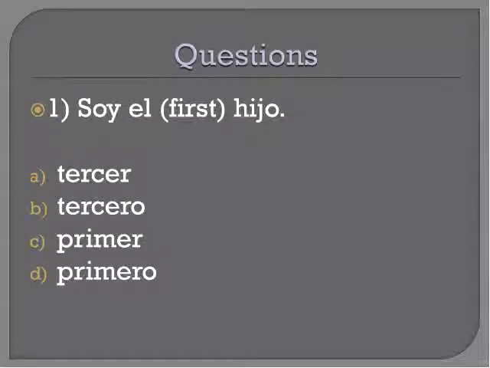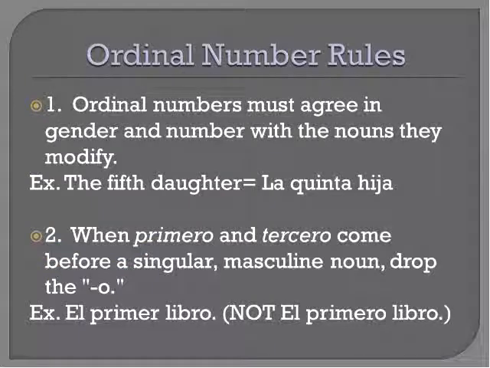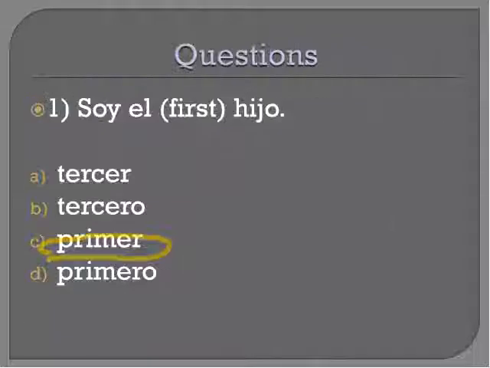Okay, let's see. It should be primer. Okay, let's look at that one right here. Not primero libro, right? So it would be primer. Soy el primer hijo.